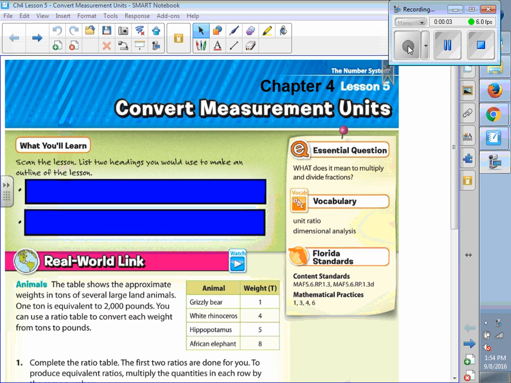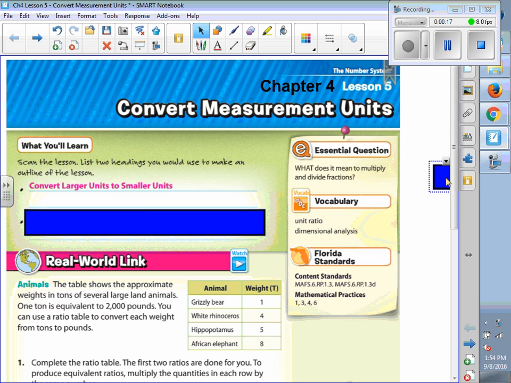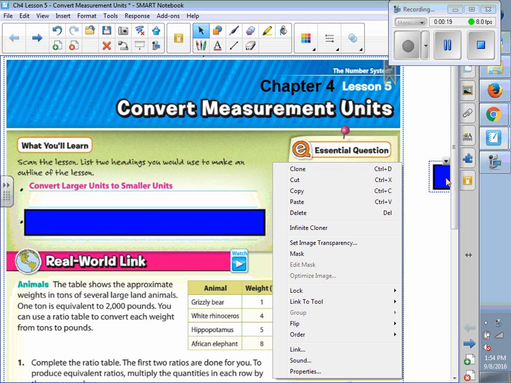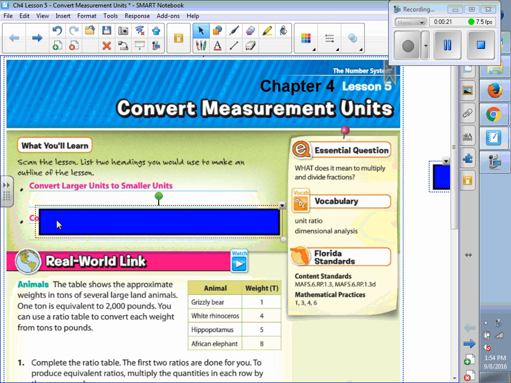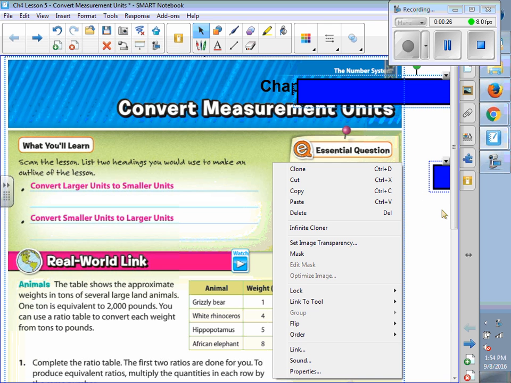Convert measurement units. Okay, we're going to scan the lesson. We're going to list 2 headings that we would use to make an outline of the lesson. Okay, so the 2 headings are converting larger units to smaller units and converting smaller units to larger units.